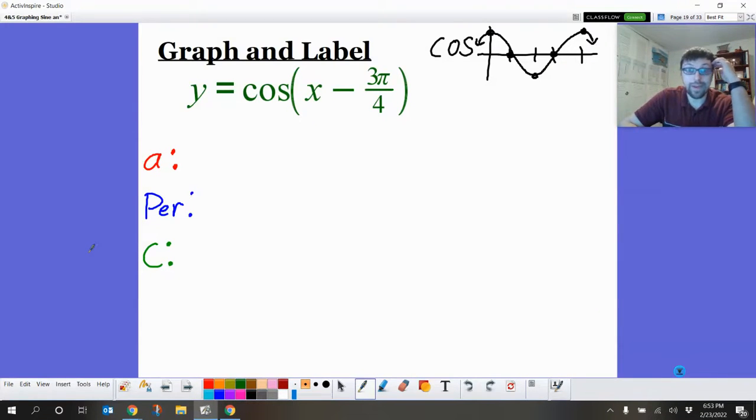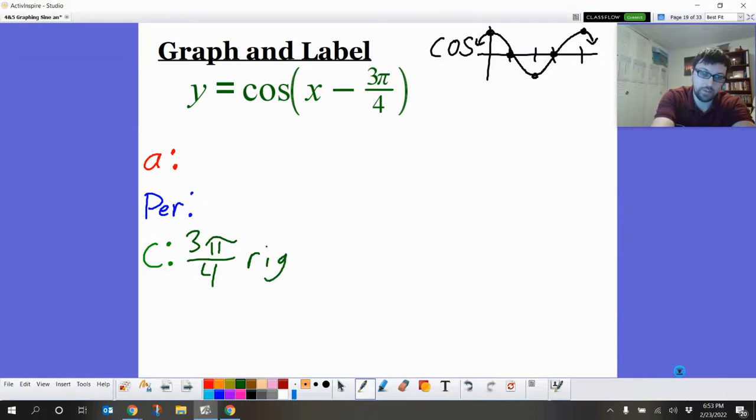In this example, we've got a 3 pi over 4 as our phase shift. So 3 pi over 4. While we're on the inside, we're all backwards and weird. So just think subtraction would go to the left, goes to the right. Subtraction goes to the right while it's inside of our function.